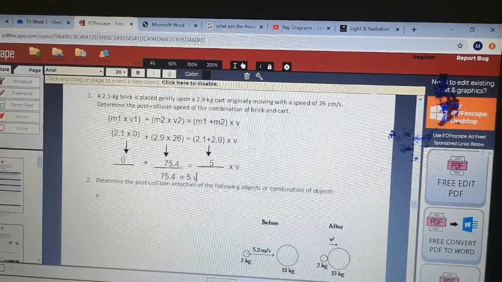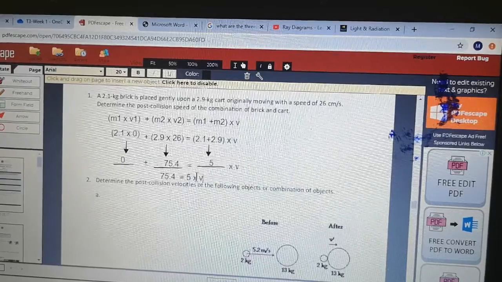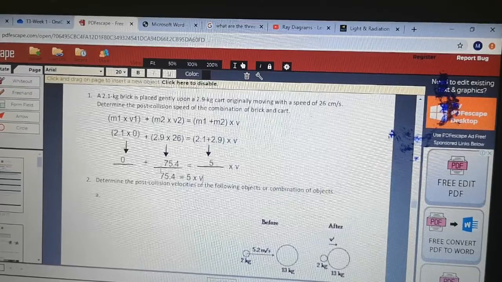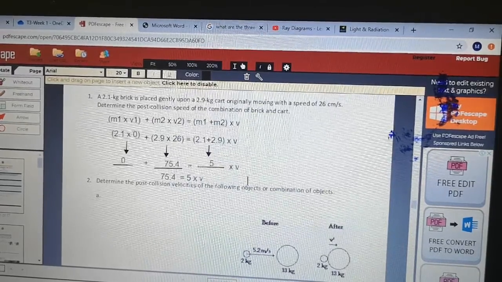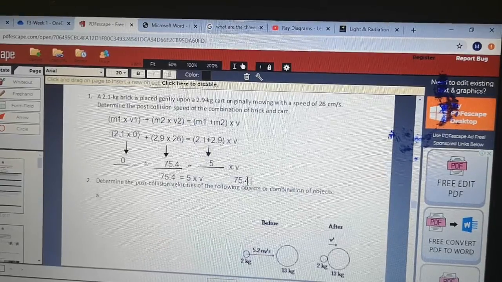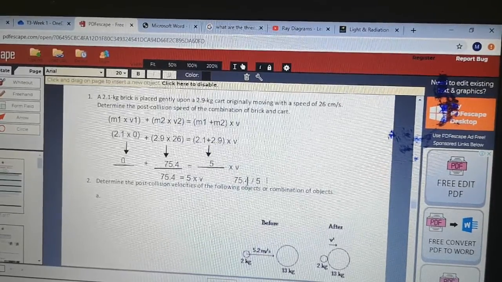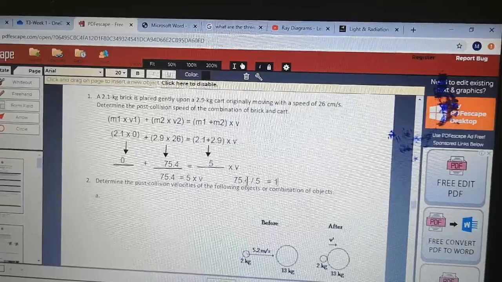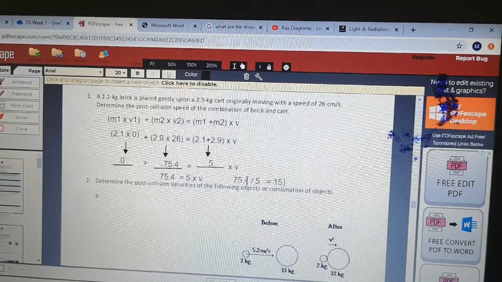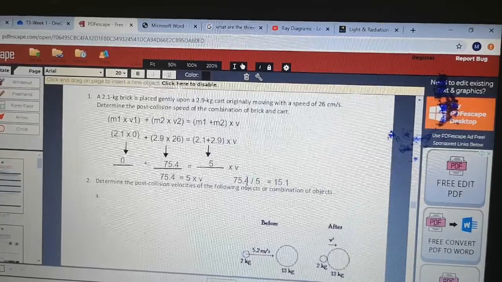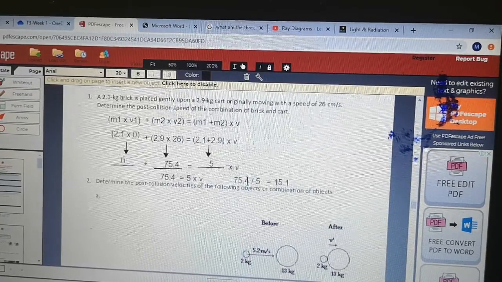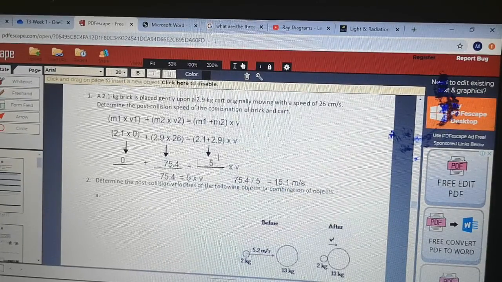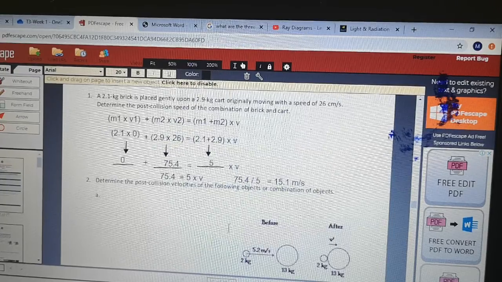Equals 5 times v. Now those two are timesing. I want just v, I don't want 5v. So if 75.4 is 5v, if I divide 75.4 by 5, I'll get v. So let's get my final step. 75.4 divided by 5 equals 15.08. Now to three significant figures, that's 15.1. So round it always to three numbers there. And what are the units for speed? Meters per second. There's my answer. Done. Full example, guys.